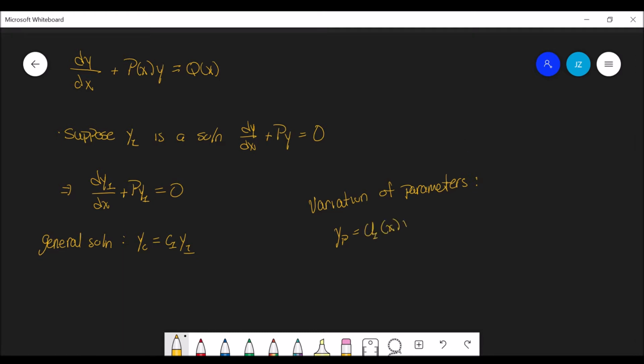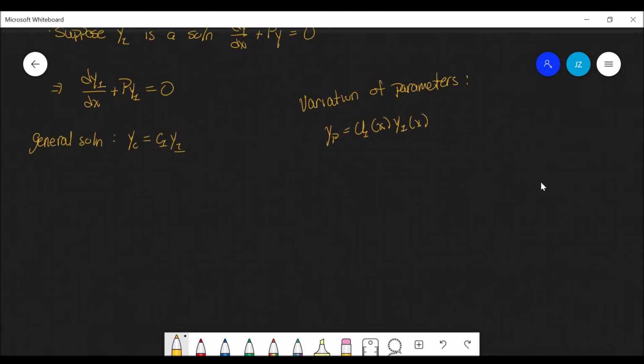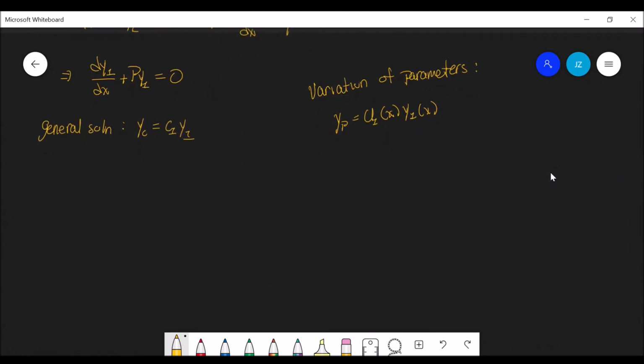u1 of x times y1 of x. And of course, this would be a particular solution to the non-homogeneous differential equation. So what we're going to do is take this and plug it back into here. So d/dx of u1 y1 plus p times u1 y1 has to equal q.